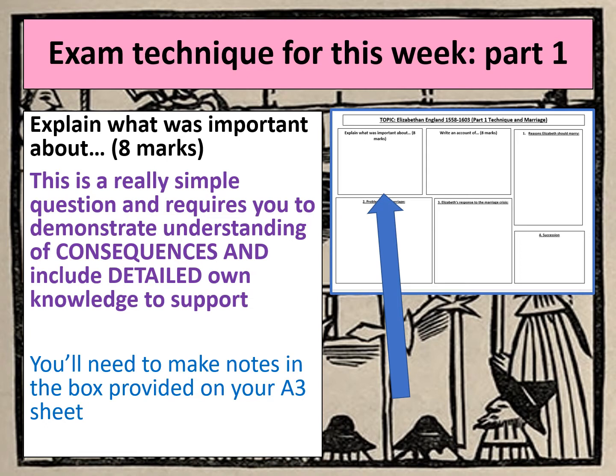Think about the 2 topics we're looking at today. We're looking at the Essex Rebellion and we're looking at marriage. So it could be explain what was important about marriage. It could be explain what was important about the Essex Rebellion. All you need to do is talk about the knowledge to do with those things and the impact and the consequences that they had over time, both at the time and over a longer period of time. As you can see, you're filling in that top left box here.